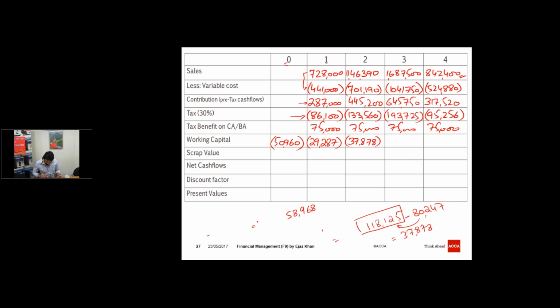So what's the difference? We have invested capital of 118,125 and we need 58968 only. So the additional amount will be taken out of the investment. So it will be a cash inflow now. So can anybody calculate the difference for me? Okay, 59157. Okay, thank you. 59157. So now this figure will be a positive one because we need less than we have already invested in the business.